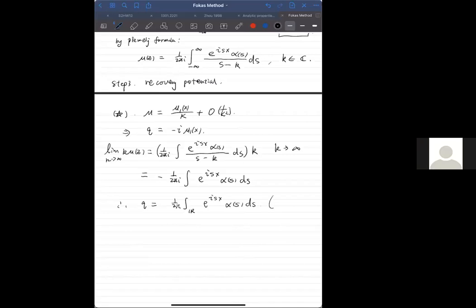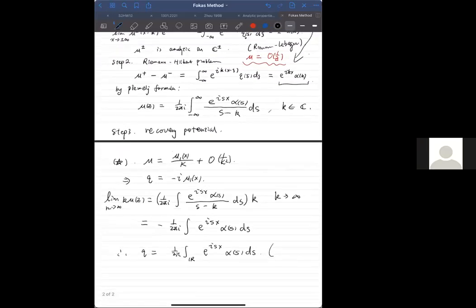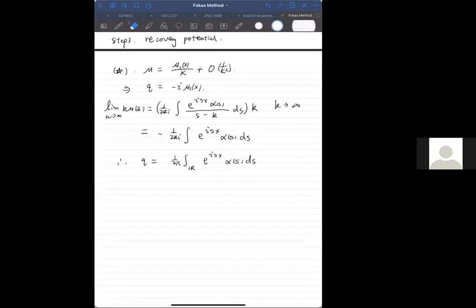Could you write down the q more clearly? Plug in the alpha. What is alpha? Then you just work out q by using the initial data. So alpha is the Fourier transformation of the initial data.